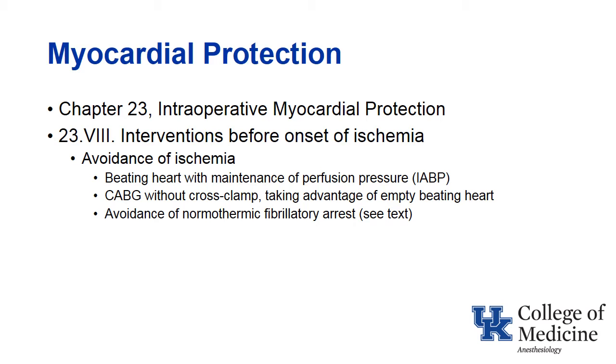Other interventions include the avoidance of ischemia by performance of surgery on a beating heart with maintenance of perfusion pressure, for example with an intra-aortic balloon pump, using cardiopulmonary bypass without the cross clamp, and simplifying the systemic effects of cardioplegia in selected patients, and taking advantage of the empty beating heart and its reduced oxygen consumption. The avoidance of normothermic fibrillatory arrest is particularly important, as it has a very high oxygen cost.